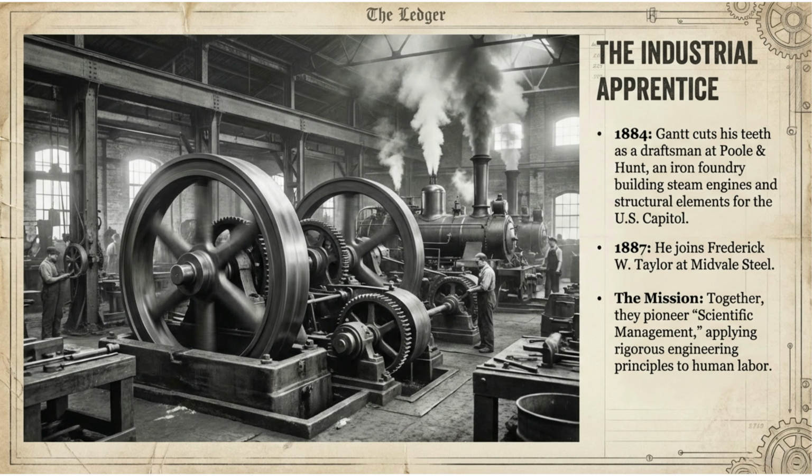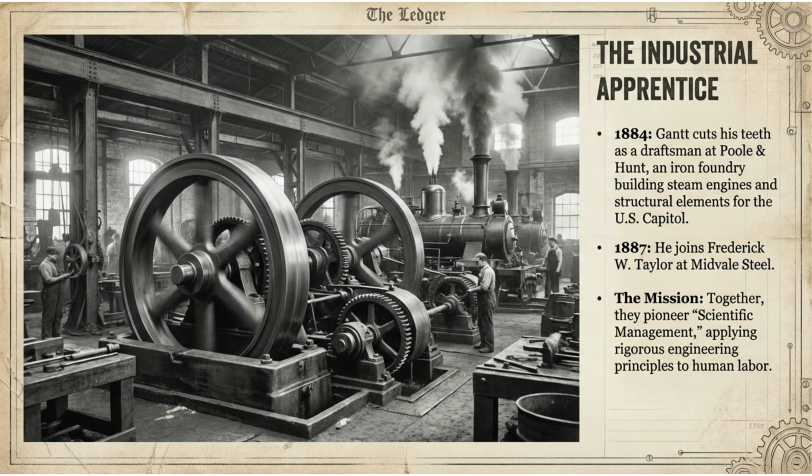Then, in 1887, something pivotal happens. He joins a fellow by the name of Frederick W. Taylor at Midvale Steel. Now, if you've heard of Taylorism or scientific management, you know where this is going. Together, Gantt and Taylor began applying rigorous engineering principles to human labor. They wanted to understand work the same way engineers understand machines, systematically, measurably, predictably.